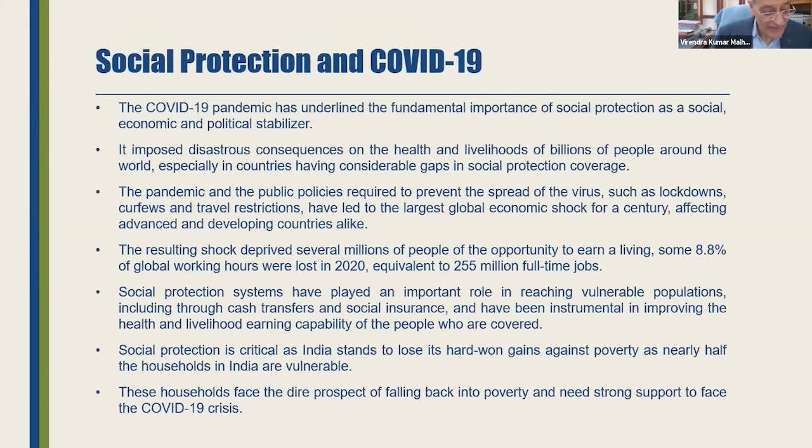In the next slide, social protection and COVID-19, we would be talking about some of the major challenges that it offered. It has undermined the fundamental importance of social protection as a social, economic, and political stabilizer. It imposed disastrous consequences on the health and livelihoods of billions of people. We know the pandemic and the public policies required to prevent the spread of the virus, rigorous measures like lockdowns, curfews, and travel restrictions, were introduced, which led to a global economic shock also. The resulting shock deprived several millions of people of the opportunity of earning a living. Some 8.8% of the global working hours were lost in 2020, which is equivalent to 255 million full-time jobs.